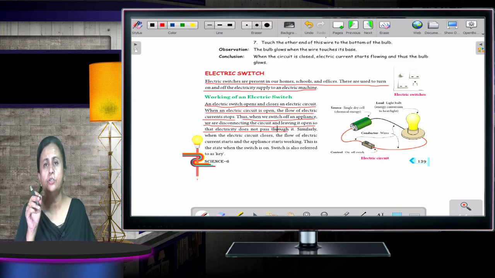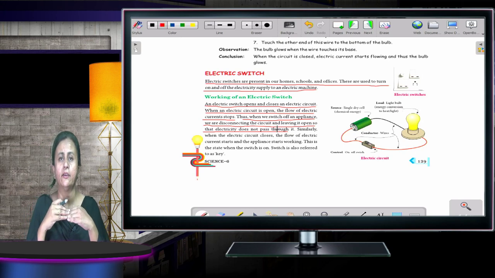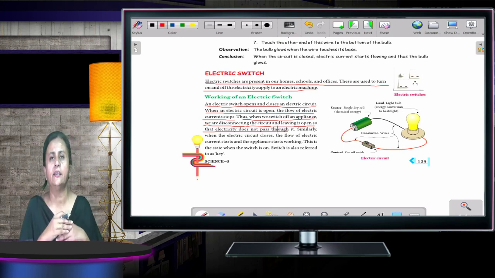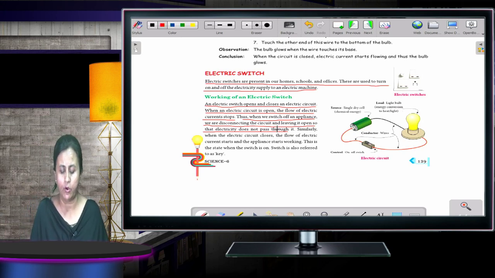Whenever you are switching it on, what happens? The moment you switch it on, the break which was there comes back to its original place, the wire, and the electric current starts flowing. Similarly, when the electric circuit closes, the flow of electric current starts and the appliances start working. This is the state when the switch is on. Switch is also referred to as key.